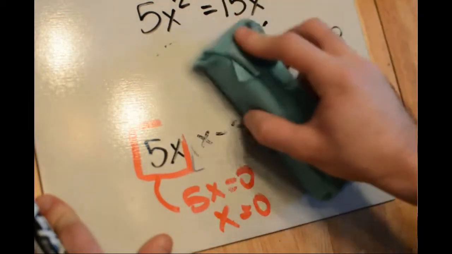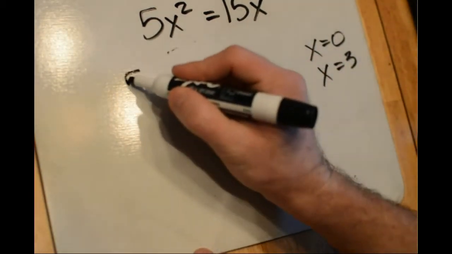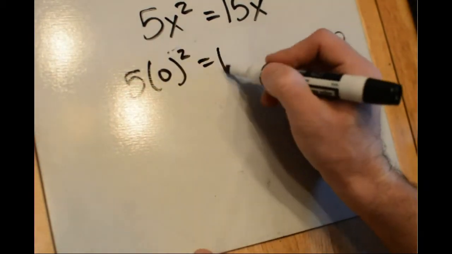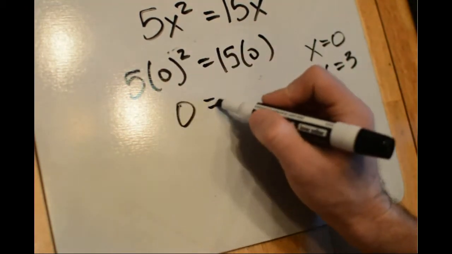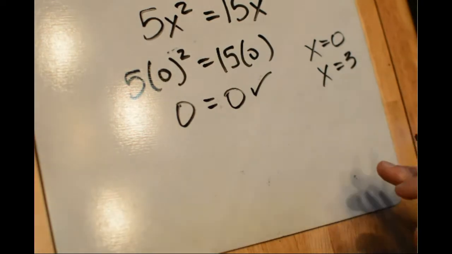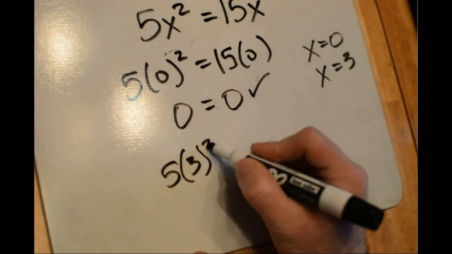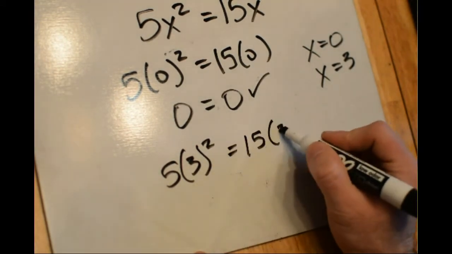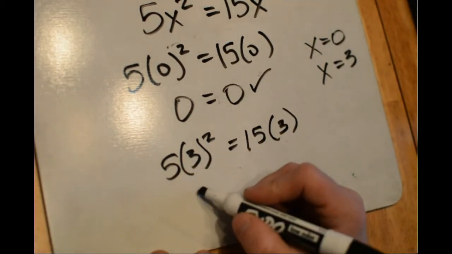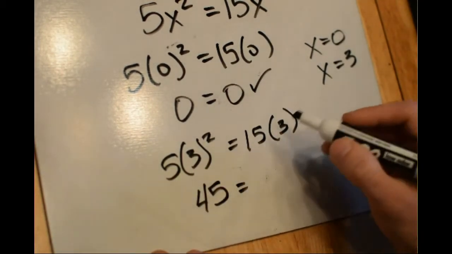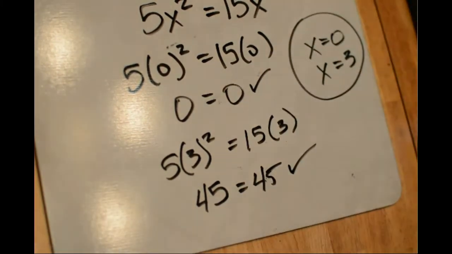So let's go back in now and check those two in the original equation and see if they work. So 5 times 0 squared should equal 15 times 0. And 0 squared is 0, times 5 is 0, 15 times 0 is 0, and that one worked. Second solution, we'll take 5 times 3 squared, and that should equal 15 times 3. Well, on the left side here, 3 squared is 9, and 9 times 5 is 45. And on the right side, 15 times 3 is 45, and that is a true statement, so those are our two solutions.